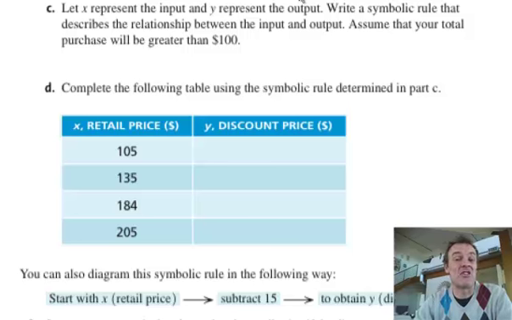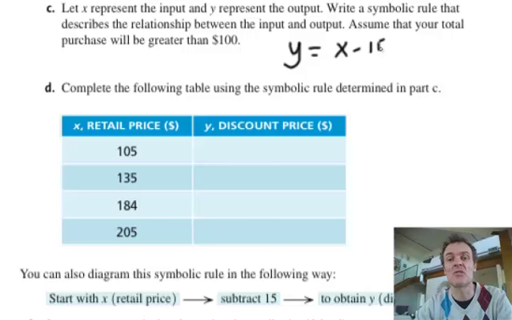And I've kind of just done this. Let X represent the input and Y the output. So I think that's what I just did. Whatever I eventually pay, the discount price, is whatever the original price is, taking off $15. So for all of these.